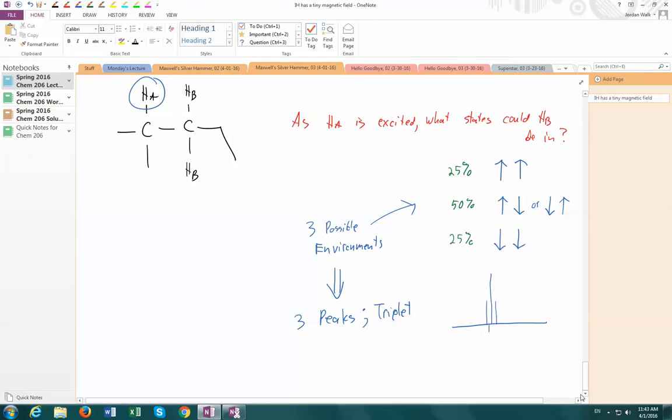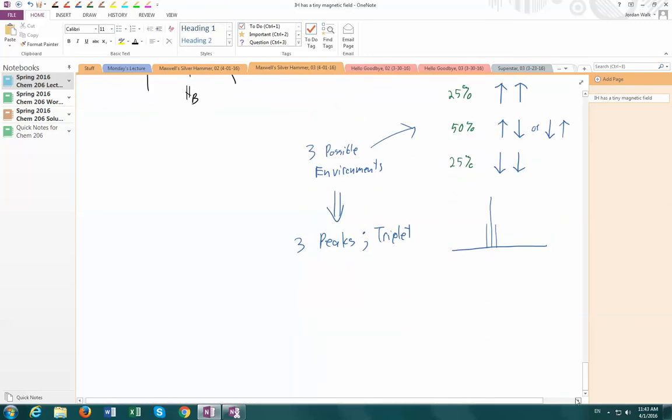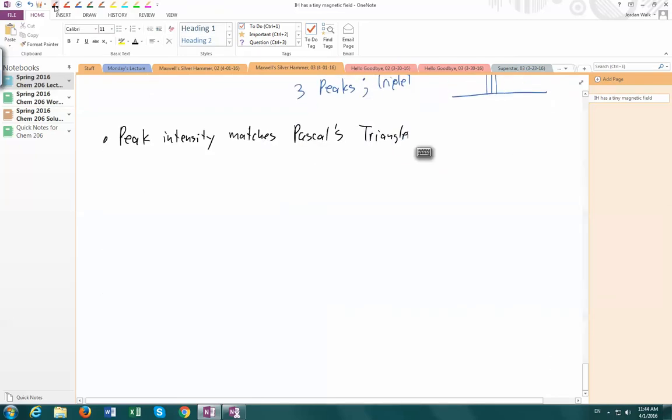Okay. Now, there's an easy way to remember what those signal areas are going to be. Who's familiar with Pascal's triangle? Yeah, it's just Pascal's triangle. So let's write that down. Peak intensity, or peak area, matches Pascal's triangle. And so, what's at the top? What number's at the top of Pascal's triangle? 1. And what's on the second row? A couple of 1s. And so for the third row, we have a 1 here, and then what's in the middle? 2 and 1.